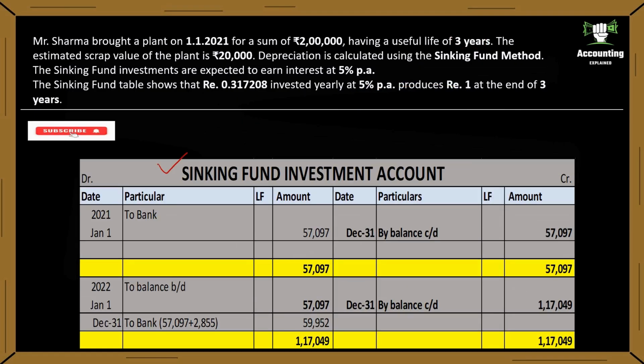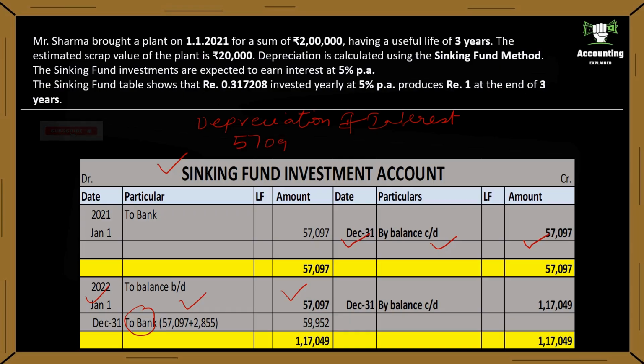Let's open the sinking fund investment account. We saw on December 31, 2021, by balance carried down was 57,097. It will be brought down on January 1, 2022 as to balance brought down 57,097. For the amount to be transferred, or for the investment to be made, the amount will be depreciation plus the interest received. So the depreciation for the second year is 57,097 plus the interest received for the first year investment, 57,097 into 5%, which comes to 59,952. That is 57,097 depreciation plus 2855 interest on the first year investment, 59,952.